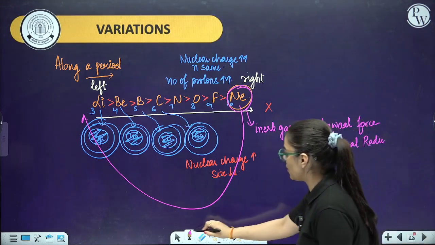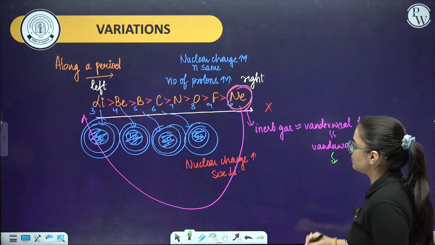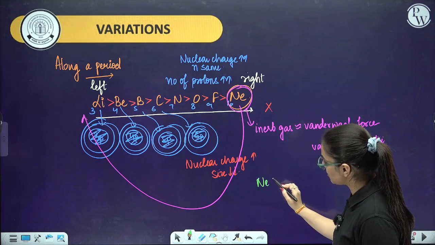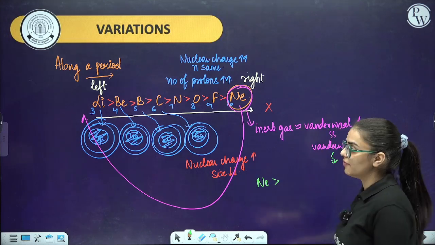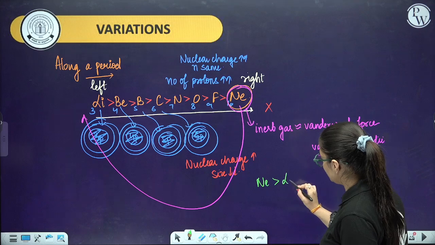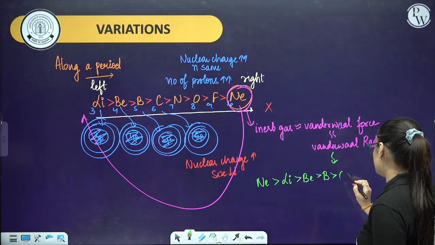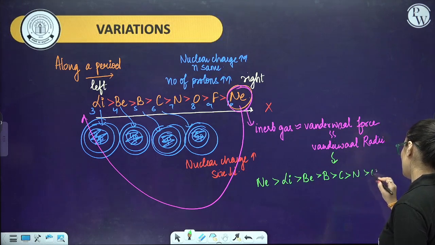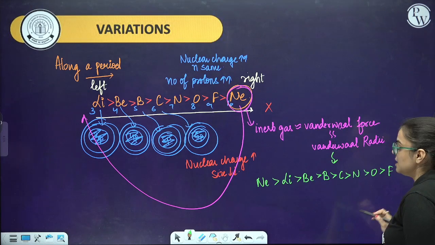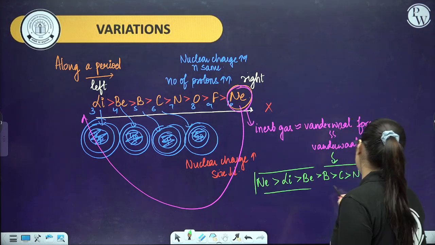So what according to them will be the trend? According to them, neon will have the highest radii because it is van der Waals. Then the trend will be: nuclear charge increases and the size decreases. So it will be lithium, then beryllium, then boron, then carbon, then nitrogen, oxygen, and then fluorine. That means fluorine has the least radii, the smallest radii among the period number second.